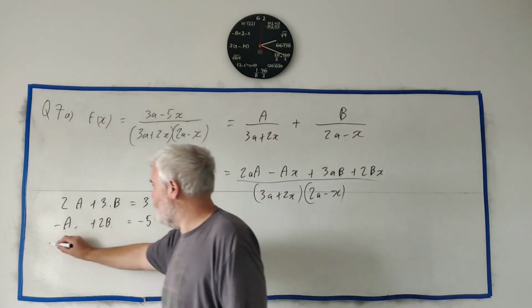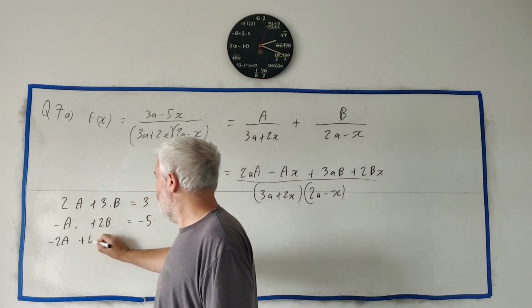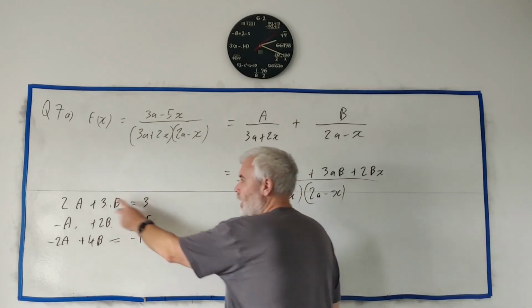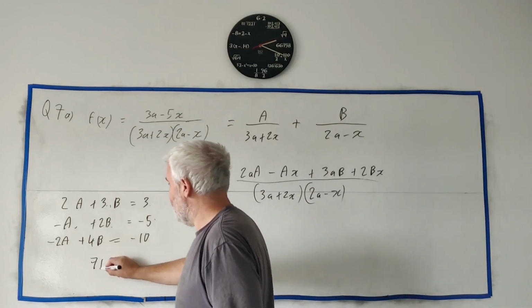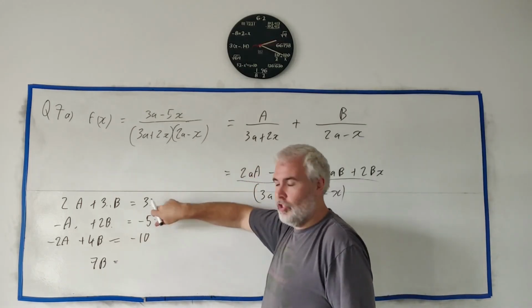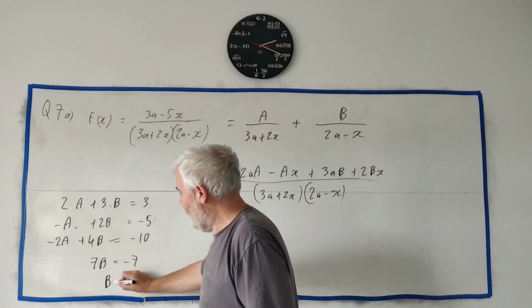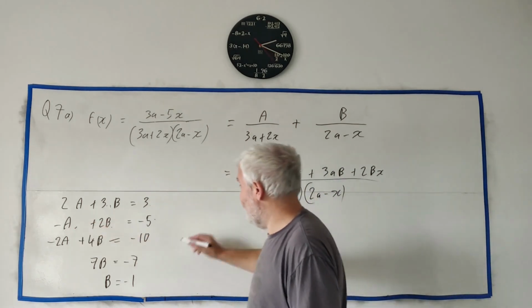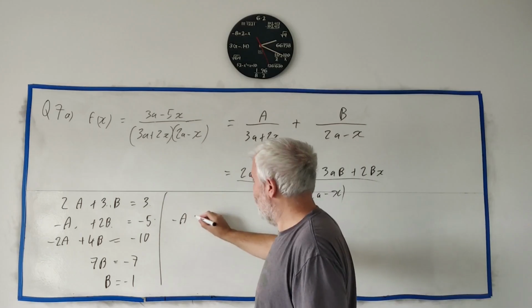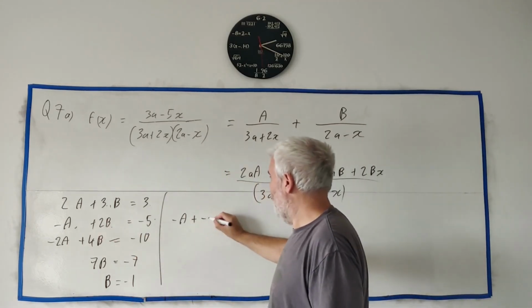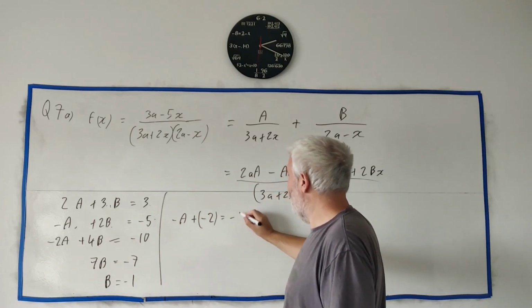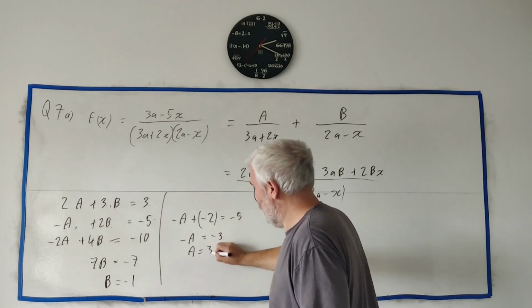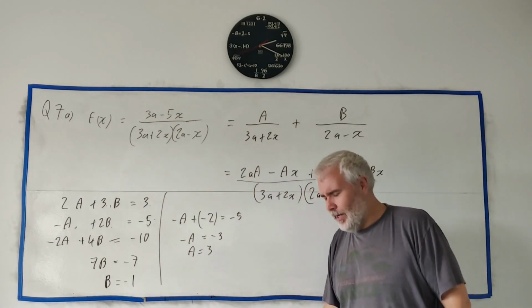Let's multiply the bottom row by 2. We'll get minus 2A plus 4B is equal to minus 10. Then we'll add this one with this one here. The A's cancel. We get 7B's, and minus 10 plus 3 is minus 7. We find out that B is equal to minus 1. Not finished, we still want A. Use, I guess, this row here. Minus A plus 2 times minus 1, that's minus 2, is equal to minus 5. Minus A is equal to minus 3. A is equal to 3. That will probably get you full marks, I think.